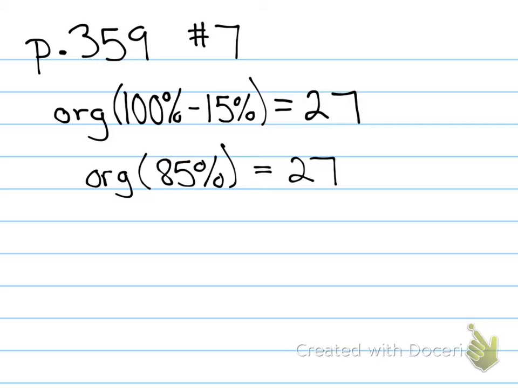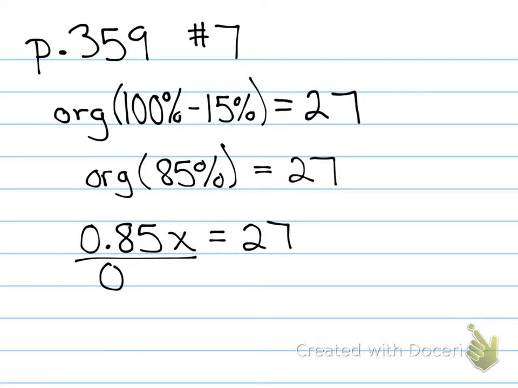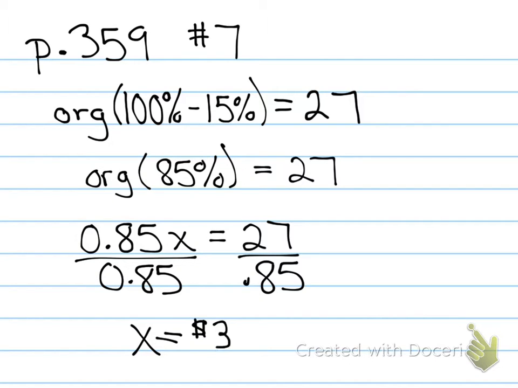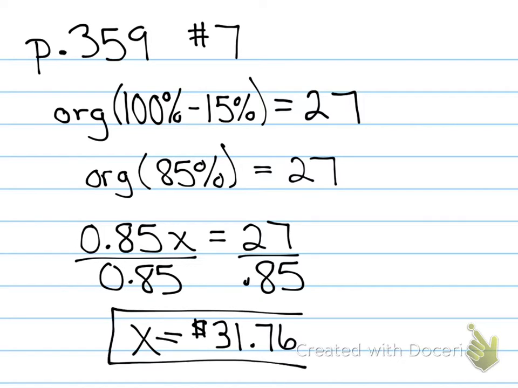Now I just need to come up with some kind of a variable for ORG. We'll just use an X. What do I need to do to my percent before I can divide? Change it to a decimal. So 0.85x equals 27, and now it's just smooth sailing. Divide both sides by 0.85. Okay, x equals, yes, that's right. About, now we had to round it because it was a crazy decimal, $31.76. We just round to the nearest penny.